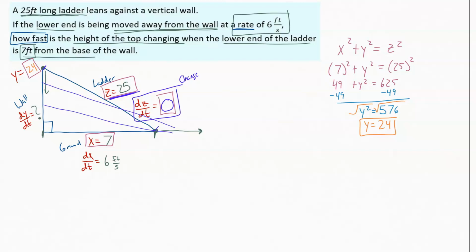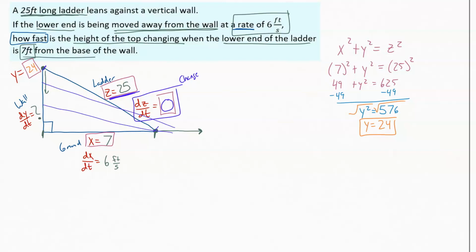So that is just implied in the problem. Very often, if you find yourself needing a rate, especially on a triangle problem like this, ask yourself, is there any change happening in that direction? So here we're seeing that we have no change in the z direction because the ladder is always 25 feet. So that implies dz dt equals 0.